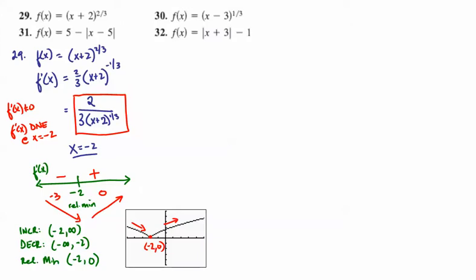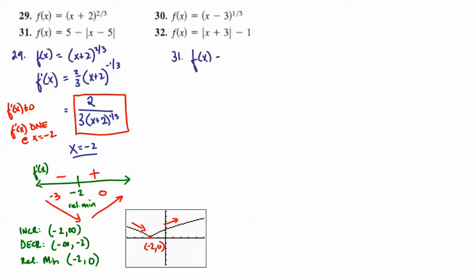Alright, number 31. Now, number 31 is an interesting problem because it involves an absolute value, a linear absolute value. And in calculus, whenever I see linear absolute value functions, I think graphically. So if you can graph this function, you're going to be much better off, and I mean without a calculator. So let's think about function transformations for a second.